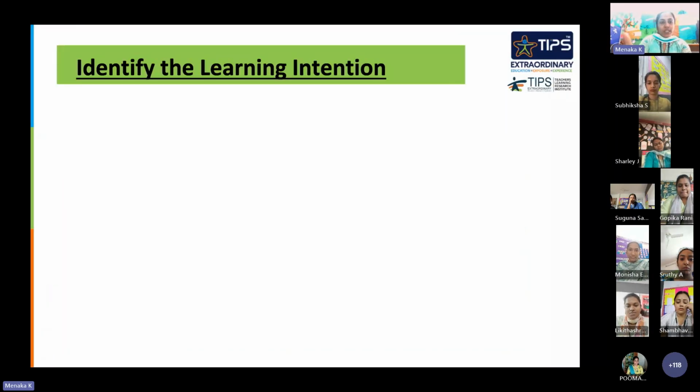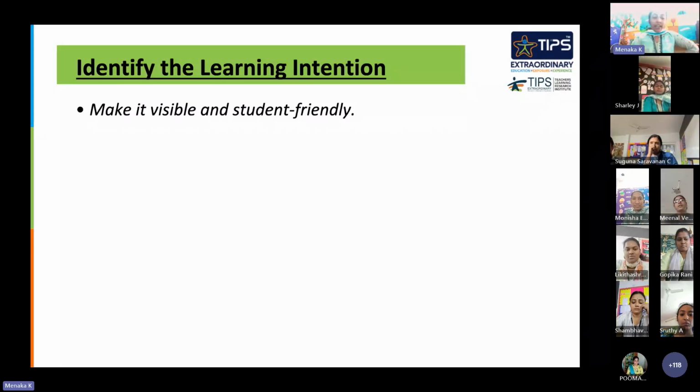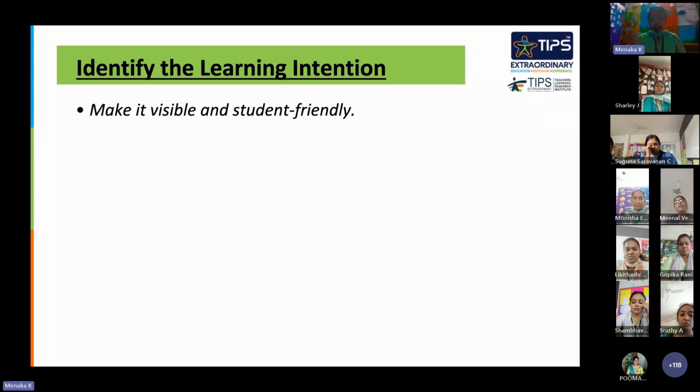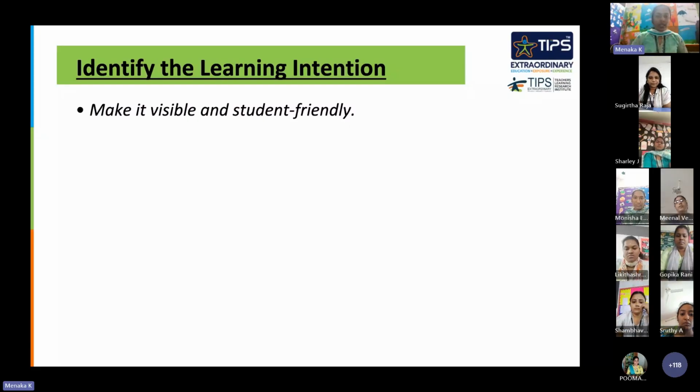For example, the first step is identifying the learning intention. Identifying the learning intention is nothing but making it visible and student friendly. Your learning goal should be very visible before we start off the assignment, like a topic. As ISP says, our learning goal should be visible explicitly on the board. We should be showing them the learning goals explicitly, and in a way that students understand.